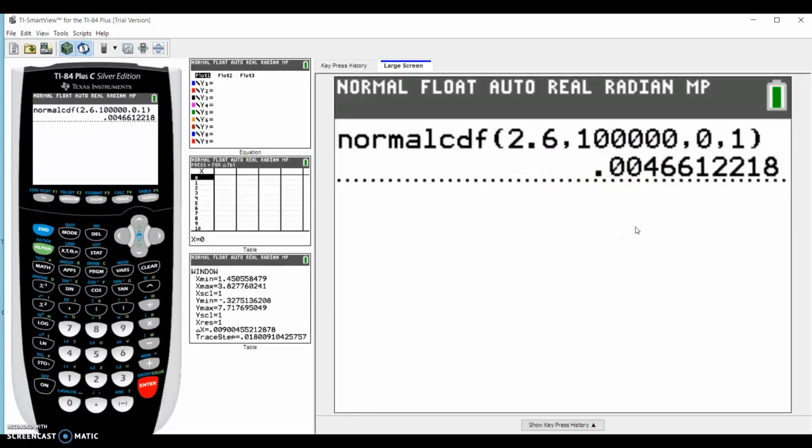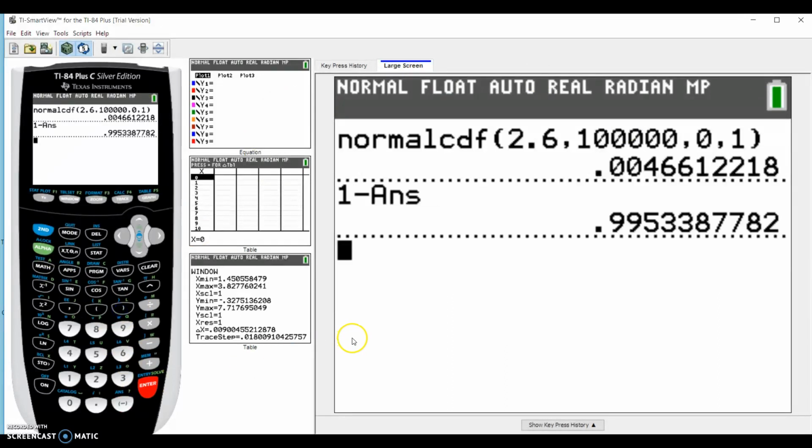If you did this on the normal distribution table, you would get 1 minus that answer. You would be getting, when you looked up 2.6 in the normal distribution table, 0.995 because the normal distribution table is telling you area to the left. What we just did up here was telling us the area to the right.